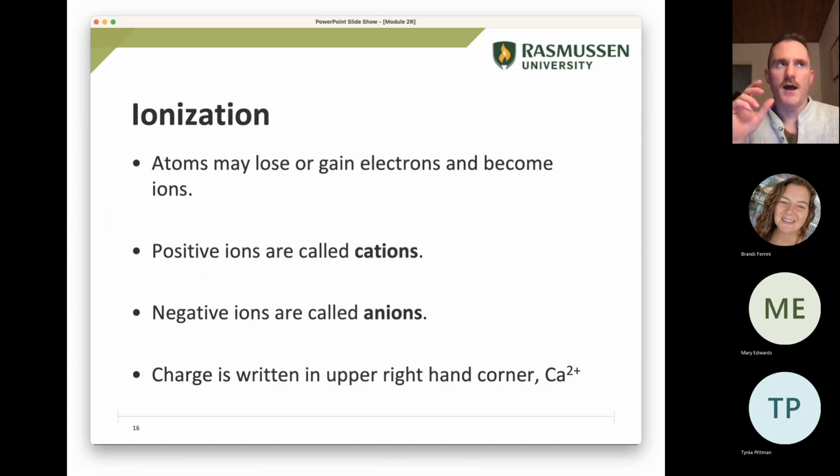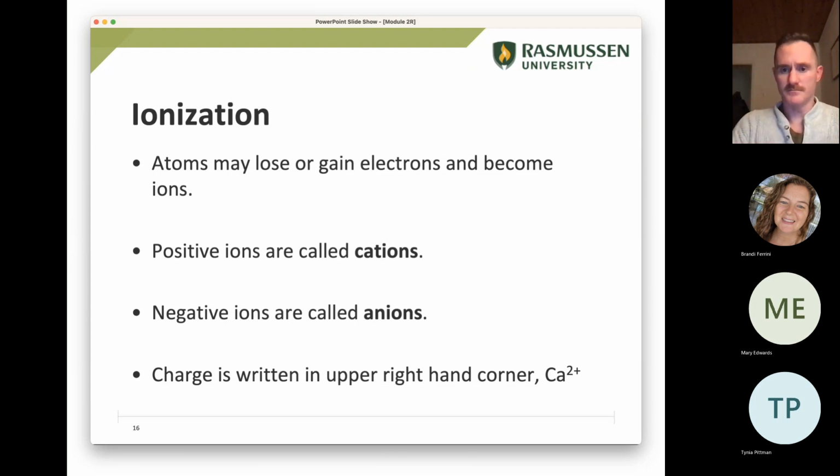So let's go over ions first. Ions lose and gain electrons through a process called ionization. That's just when they lose or gain electrons, right? Positive ions are called cations, negative ions are called anions, and the charge is always written in the upper right-hand corner of the atom. So here, calcium 2+ means that this guy has lost 2 electrons, right? Because you have 2 negative charges that are gone, so there's an extra 2 positive charge.